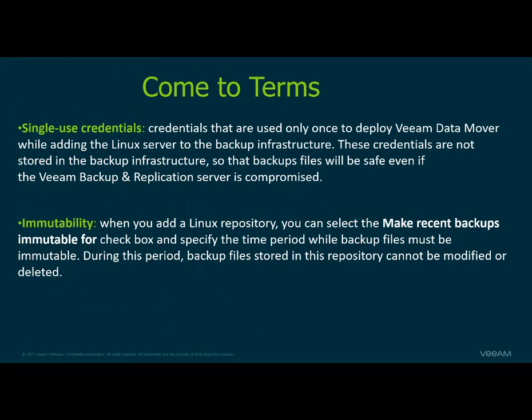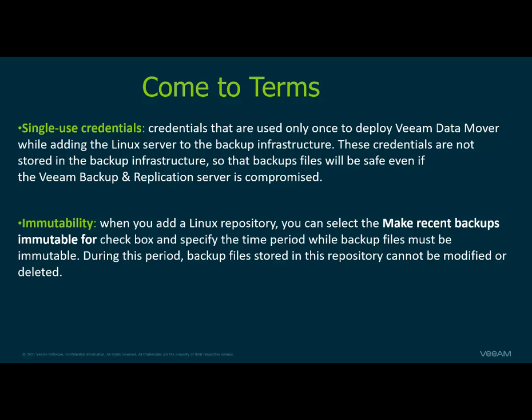So a hardened repository with Linux is a two-part process. The first is we need to use single-use credentials. So these are credentials that are stored only once to deploy our services so that we can make this Linux server a Veeam repository. These credentials are not stored in the Veeam database, so backup files will be safe, even if the Veeam server is compromised from an internal malicious employee or an outside hacker. Once those credentials are safe and secured, we call that hardening the repository part one.